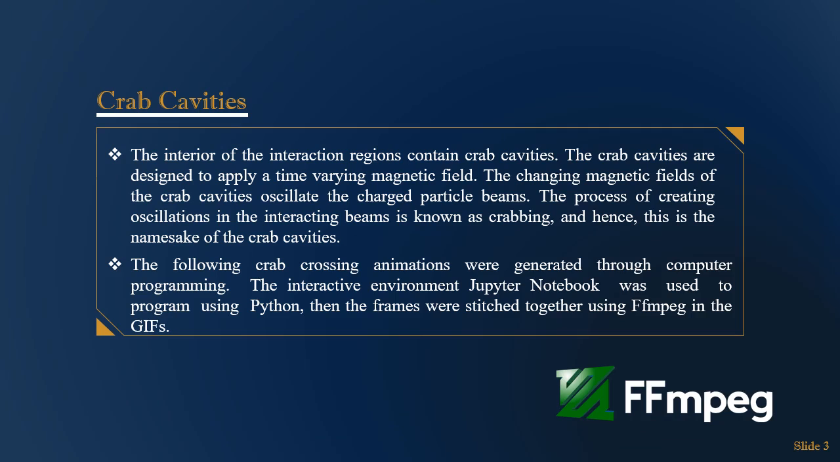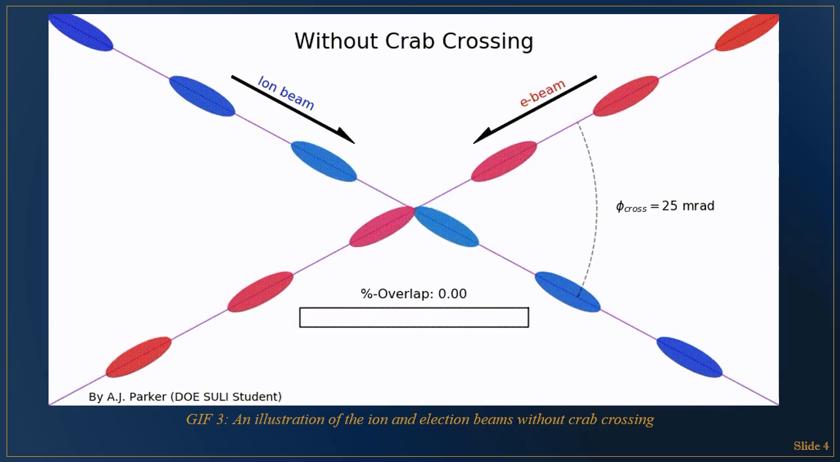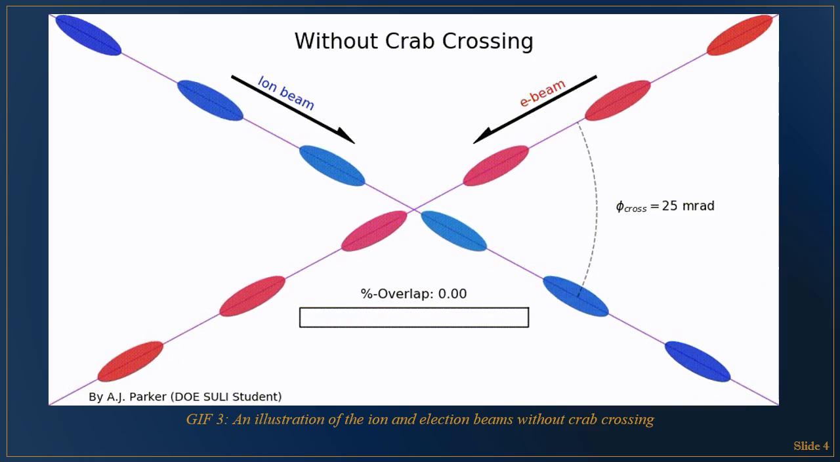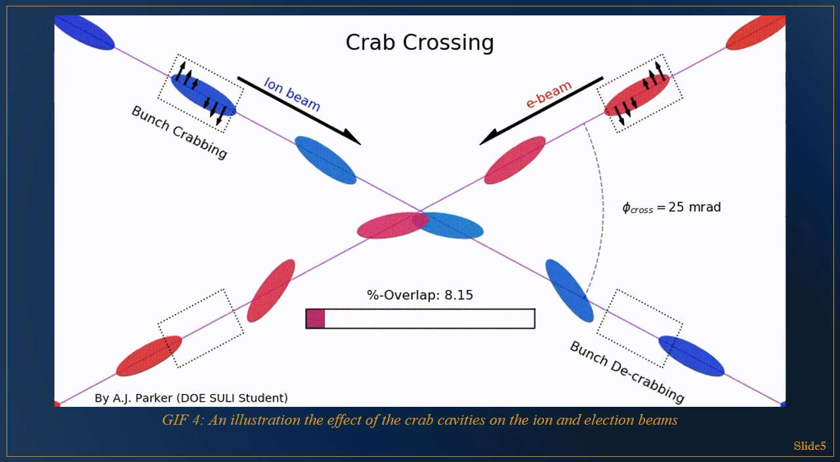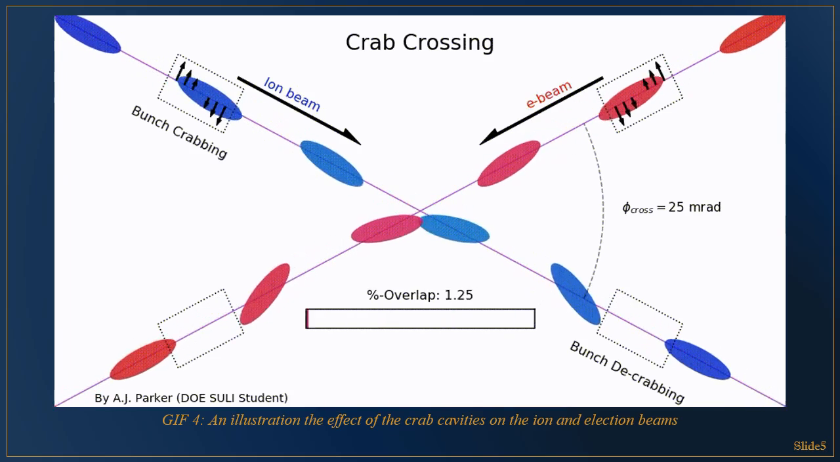The following crab crossing animations were generated through Python using Jupyter Notebook. Then the frames were stitched together using FFmpeg into GIFs. The first animation is of the beams without crab crossing. As you can see, the percent overlap only reaches about 50%. The second animation is of the beams with crab crossing. The percent overlap reaches 100% because the beams oscillate perfectly so that they line up.